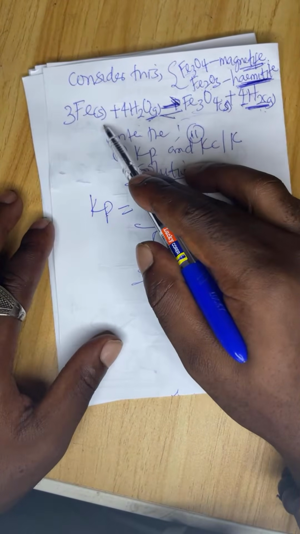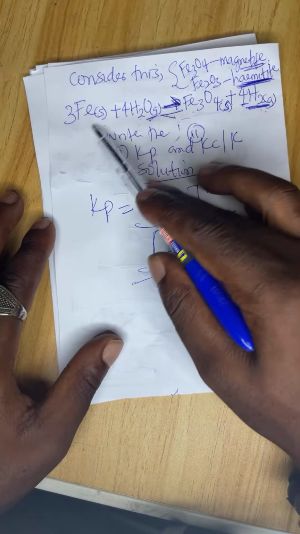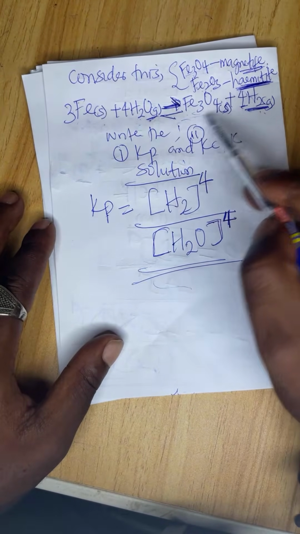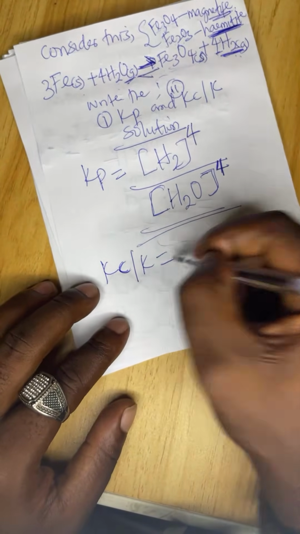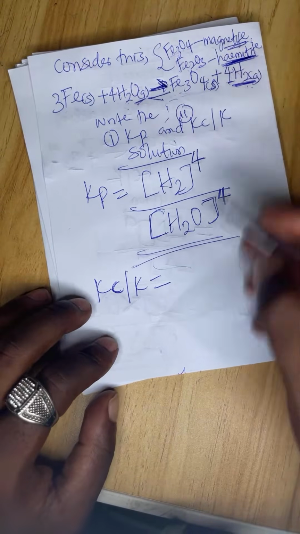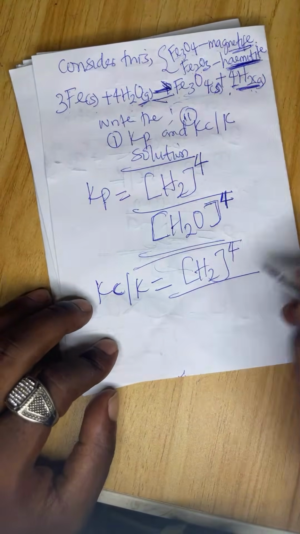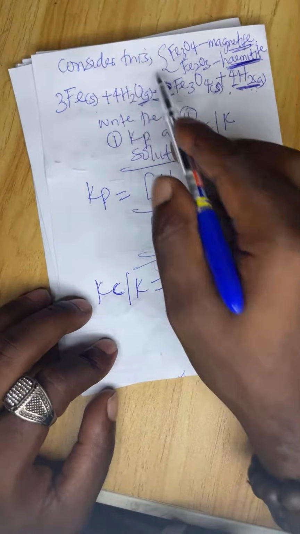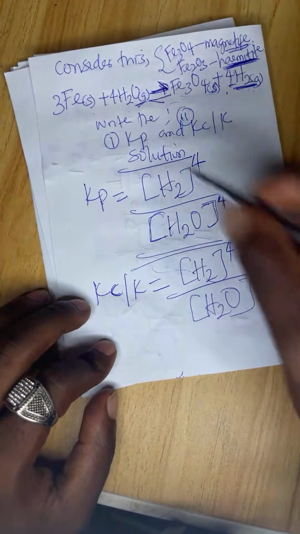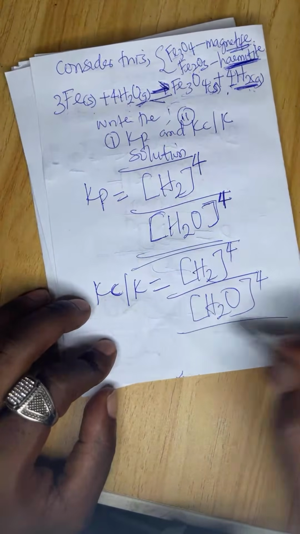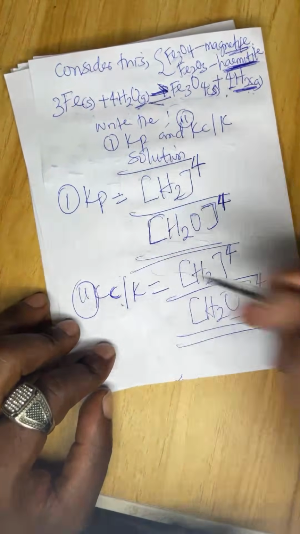You see that I did not pick solid because I don't consider it. In fact, I can also tell you that Kp, Kc, or K is the same thing because there's no aqueous. It's only gas. So I will just pick H2 raised to the power 4 over H2O raised to the power 4, because solid, I don't consider it. The only gaseous here, there's no aqueous also. So the answer to the Kp or Kc or K for this particular reaction is the same thing.